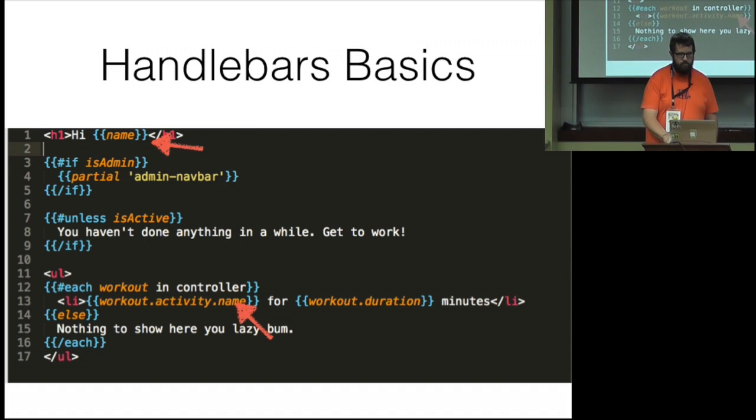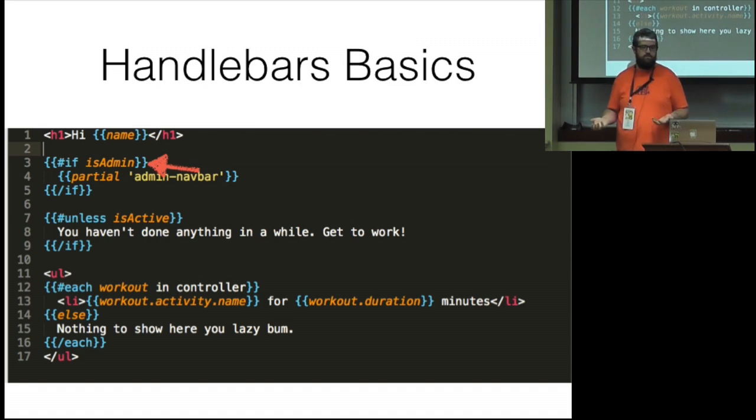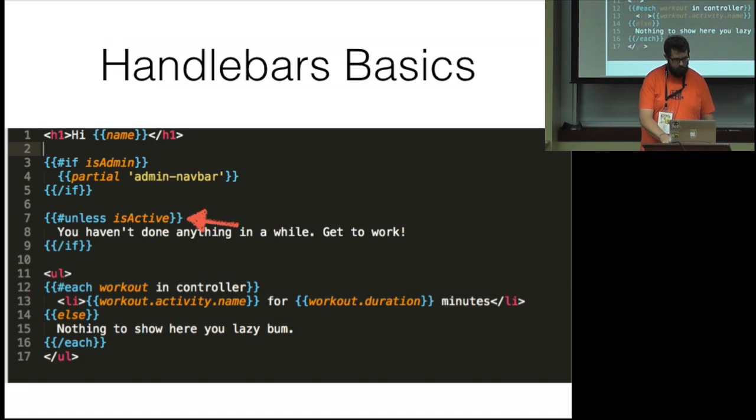I have pretty simple logic, so I have access to an if statement. If they're admin, I can use the partial helper, which will just render another template right inline. So if the user is an admin, I can render the admin nav bar right there. If the user is not an admin, then it's not going to get rendered. You also have the negative if statement, basically unless. Unless their user is active, display this block. So they haven't done any activities.